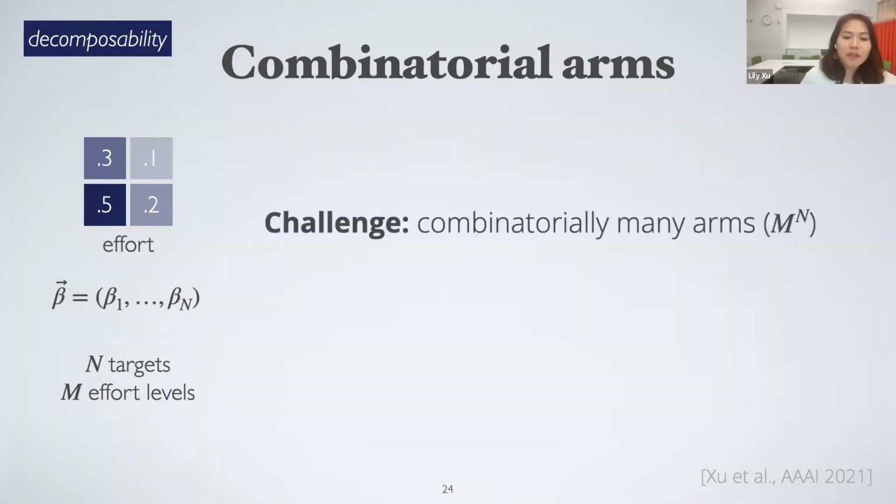So as mentioned, one of our key challenges is that we have an exponential number of arms. For every single one of the n targets, we have to pick how much effort we're going to exert there. So if we have n targets and m effort levels, we have m to the n possible actions that we have to choose from.